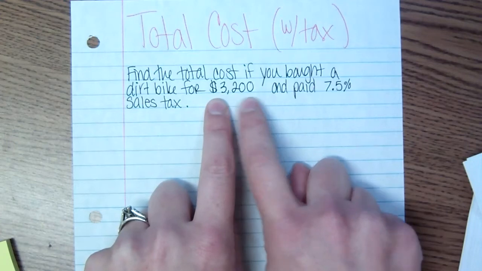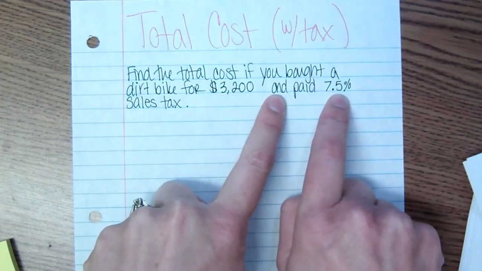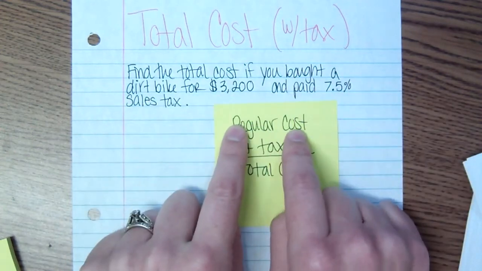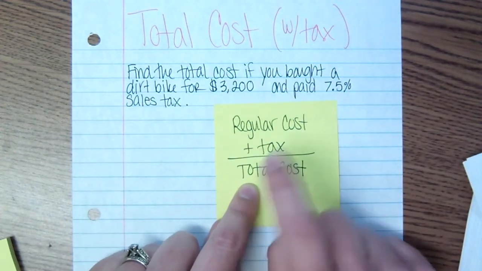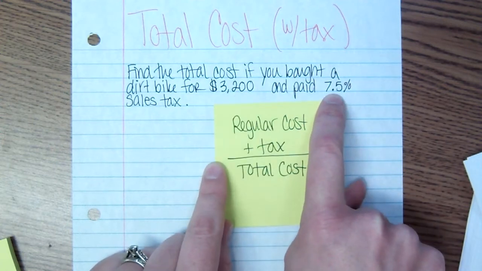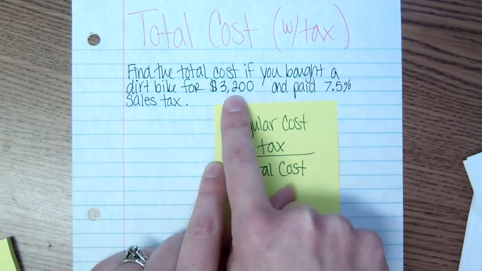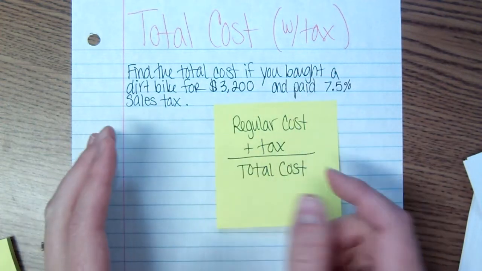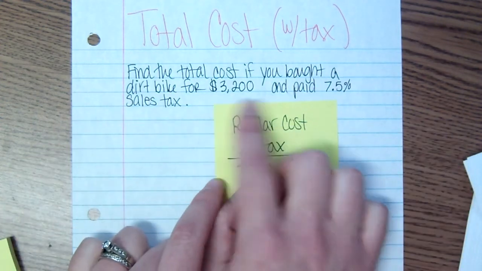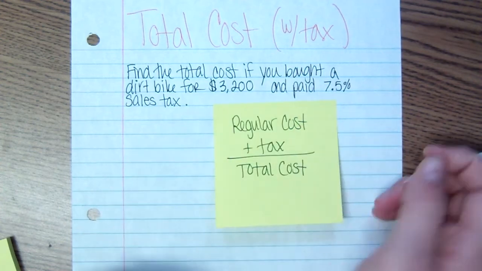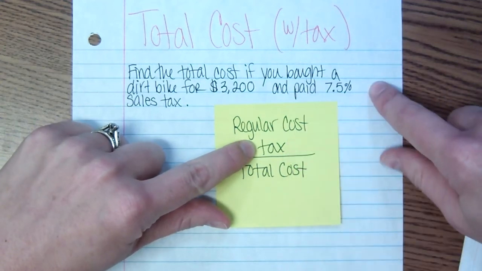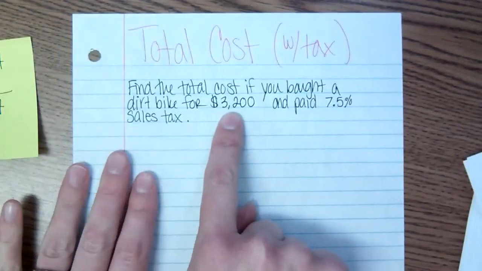So we have to pay a certain amount above and beyond what we're actually purchasing. If we purchase this and we pay 7.5% tax, that means we are going to add those two things together. We need our regular cost plus our tax, which is our total cost. Now, don't just write 3,200 plus 7.5. No, you're not paying $7.50. You're paying a percentage of what you buy. So the more expensive it is, the higher the price of tax you're going to pay. If you buy something for $5 at the store, you're going to pay less than if you buy a $3,200 dirt bike. So we need to calculate the tax. We need to figure out what 7.5% of our original price is.